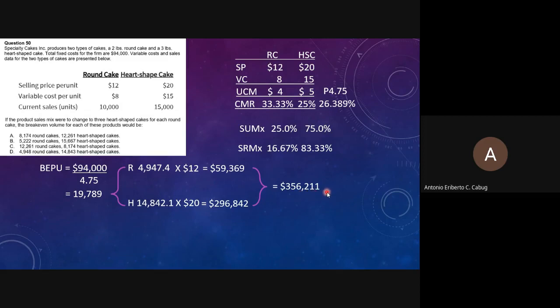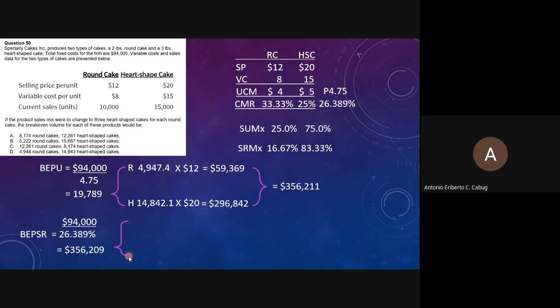Or if you want to arrive at the revenues first, 94K divided by the weighted average CMR, 0.26389. 94K over 0.26389 will give you 356,209. The $2 difference is due to rounding.